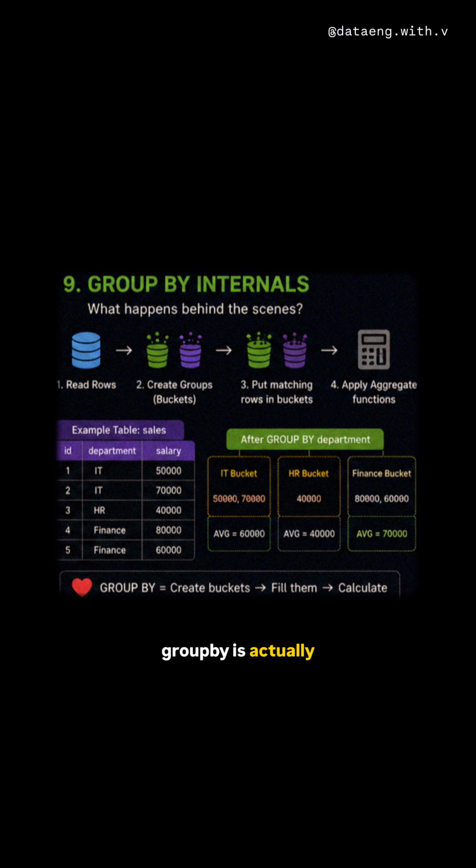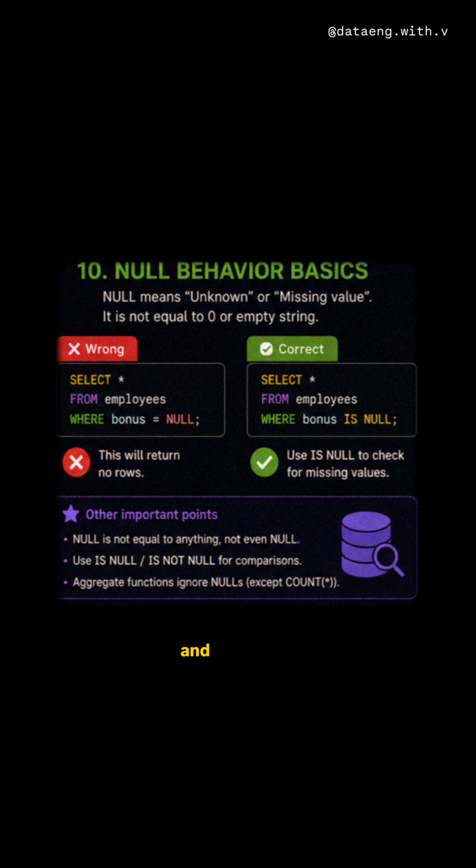This is what group by is actually doing behind the scenes. SQL reads the rows, then it creates a bucket for each matching value, and then fills those buckets, and runs the aggregate calculations inside each one. And finally, null behavior.